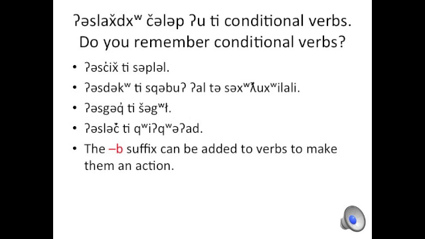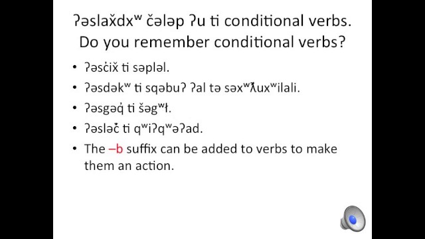Asdak ti skabo alta saftlo, the milk is inside the fridge. Asgak ti shagl, the door is open. Aslach ti quad, the cup is full. These are all examples of conditional verbs. They're describing the condition of something.